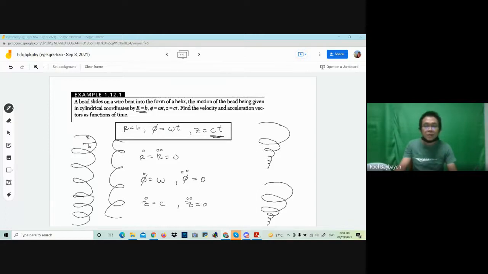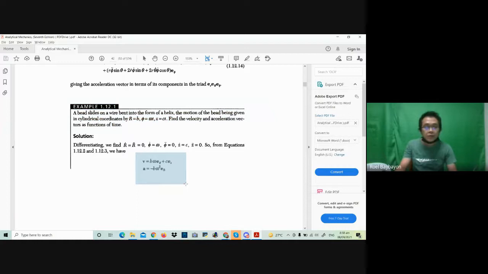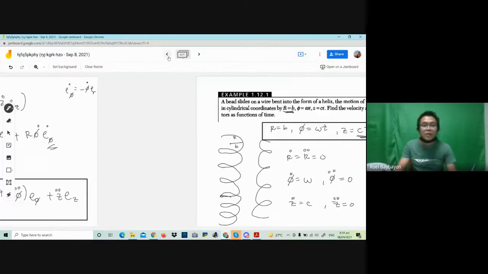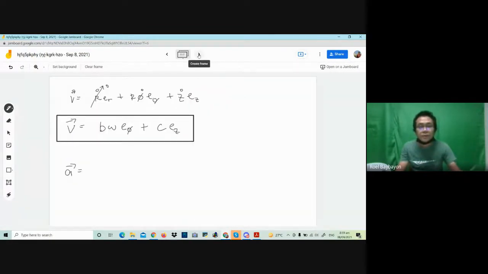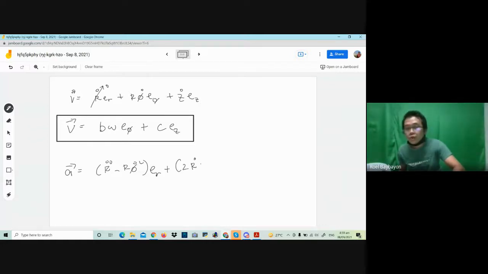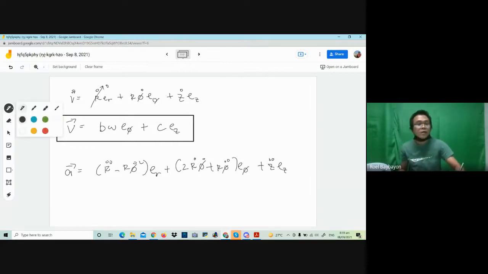Diretso na lang. Acceleration is equal to minus b omega square er. For acceleration, r double dot minus r phi dot square er plus 2 r dot phi dot plus r phi double dot e phi plus z double dot e z, and it is equal to 0.